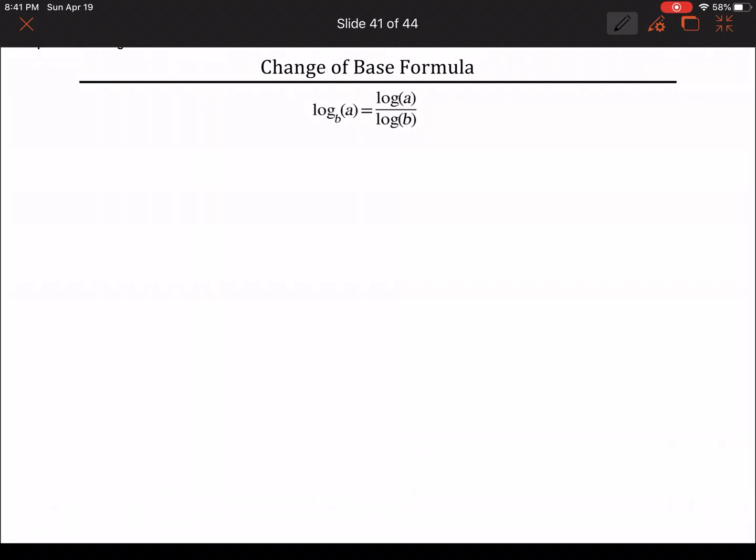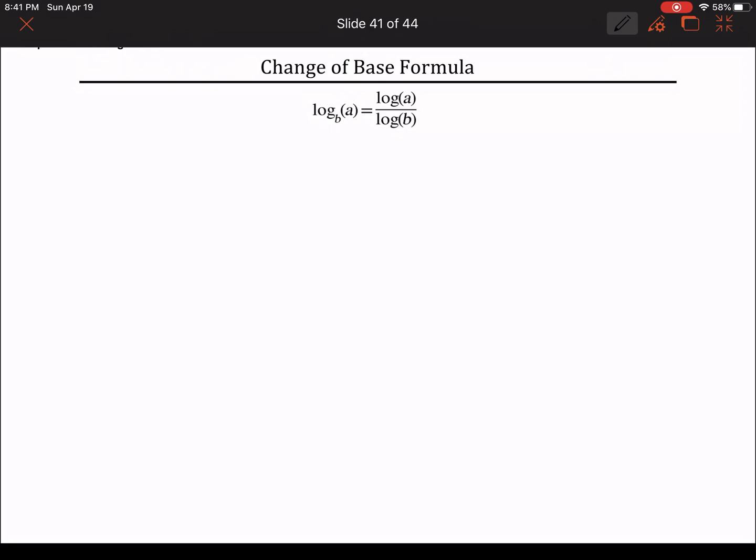It's our last video for the week of change of base formula. I really like this formula. It's super simple and it's super helpful. And we're going to see it. It helps us evaluate, like actually find values of logs whenever they're not straightforward, when they're not rational answers.